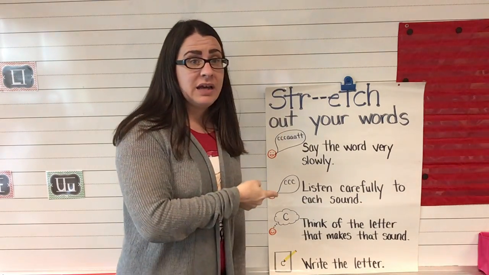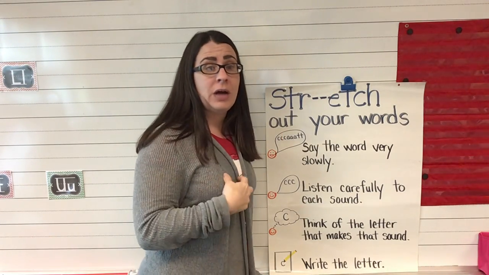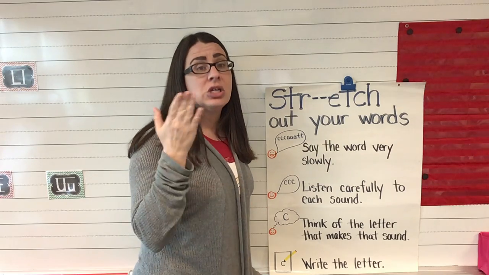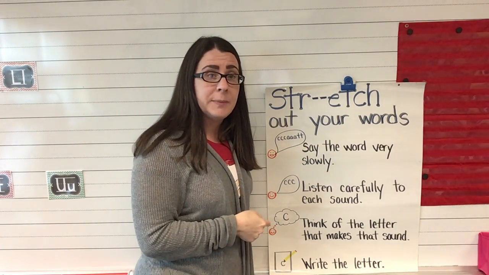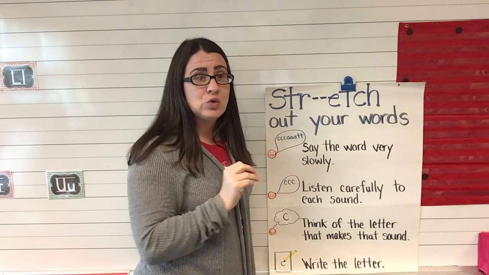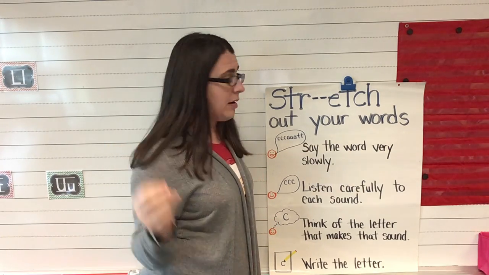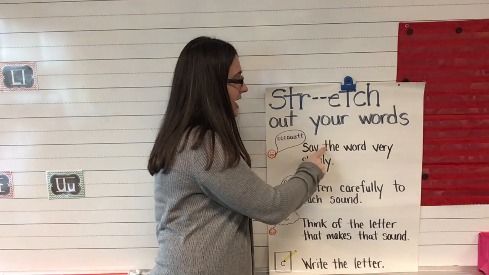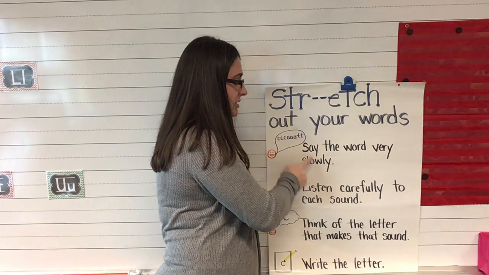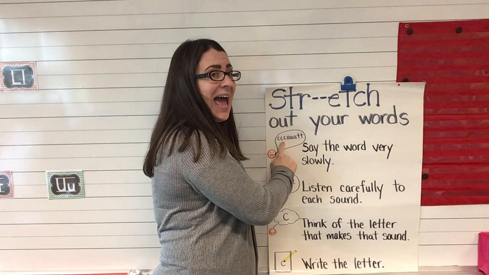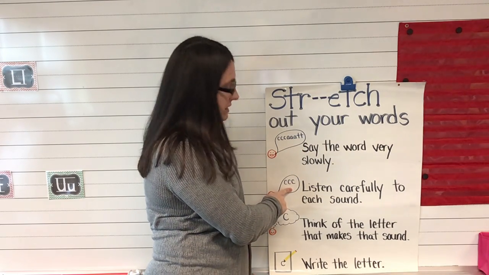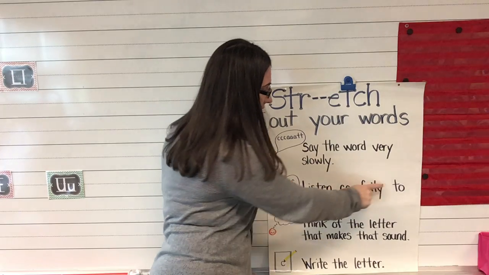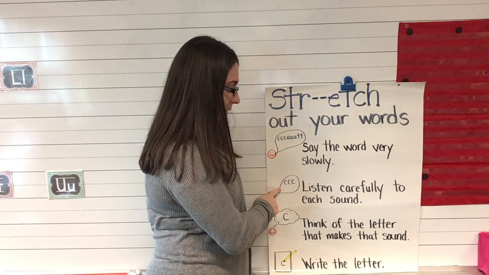Right behind me, I have got an anchor chart, and I'm gonna put a copy of this on the resources so that you can see this at home, okay? This goes through the different steps of what it means when you're stretching out a word, all right? The first step is to say the word very slowly. So for example, cat. The next step after you say it very slowly is to listen carefully to each sound, like this.